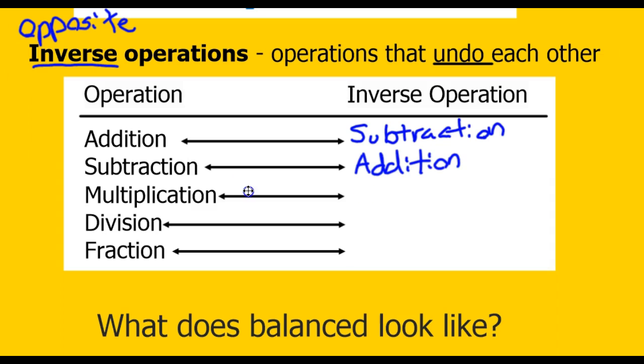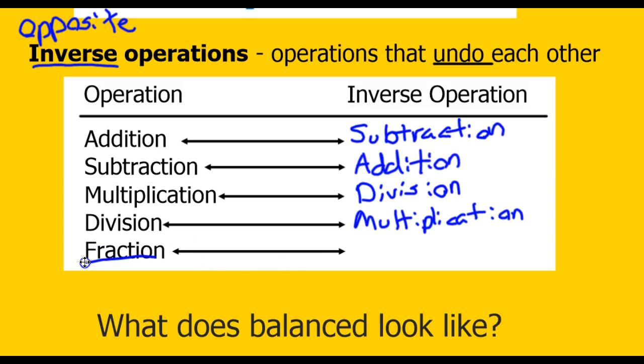Okay, then if we have multiplication, the opposite of that is going to be division. And then if the opposite of multiplication is division, the opposite of division is multiplication. Now we'll be talking more about what the opposite of a fraction is tomorrow. So that'll be on tomorrow's video.